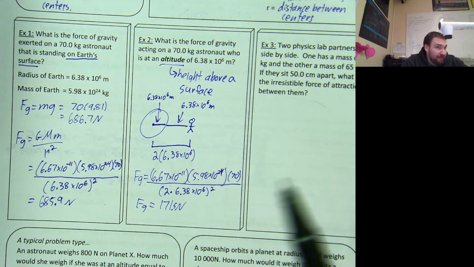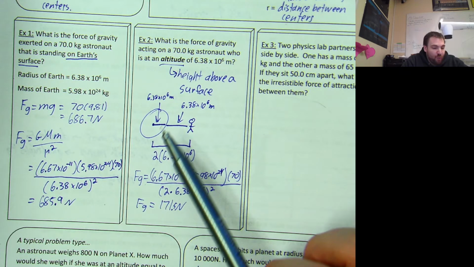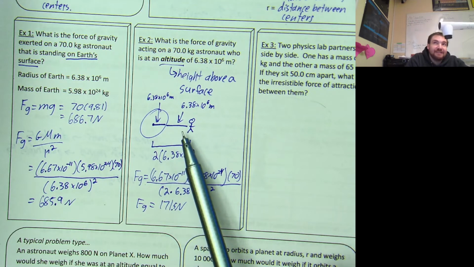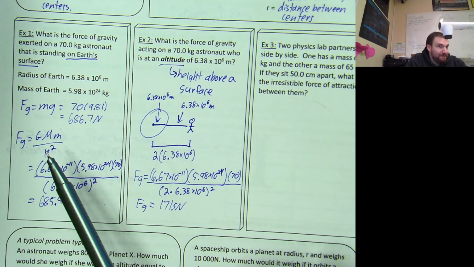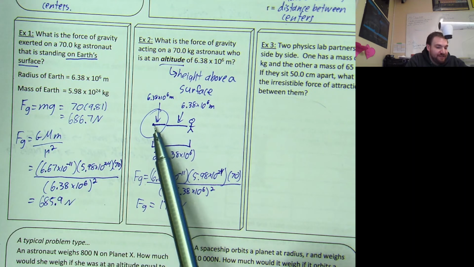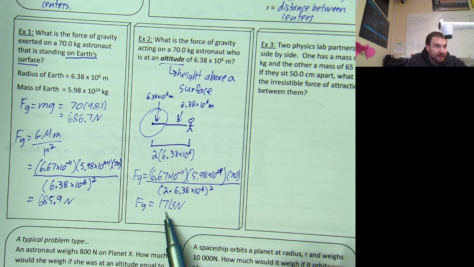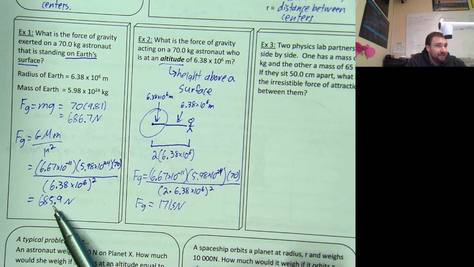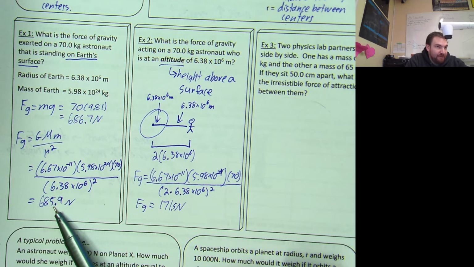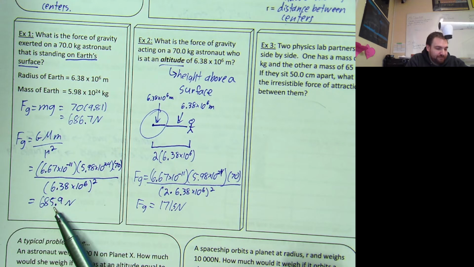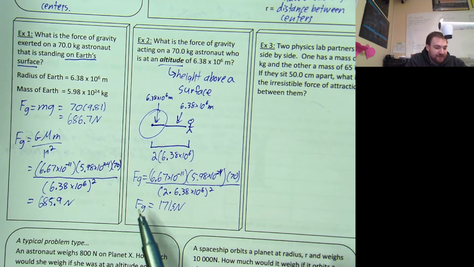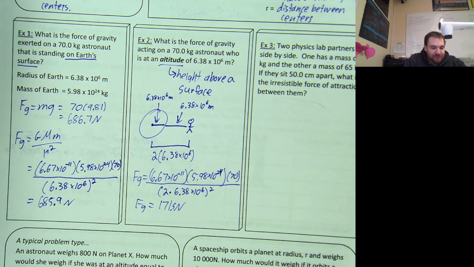We can also think about the relationship we did before. What did we do to this distance compared to this distance? This distance is double, so this should be a quarter of this. Well, what's 685.9 divided by 4? Assuming that neither of these values were rounded, and I think they both were, 171.5. There you go. Things are working out the way they're supposed to.